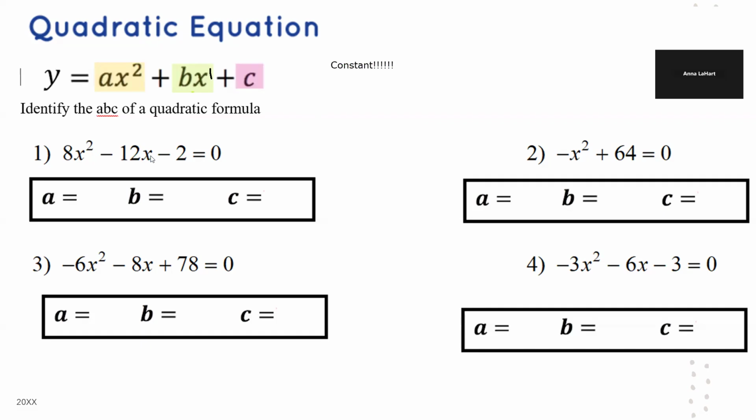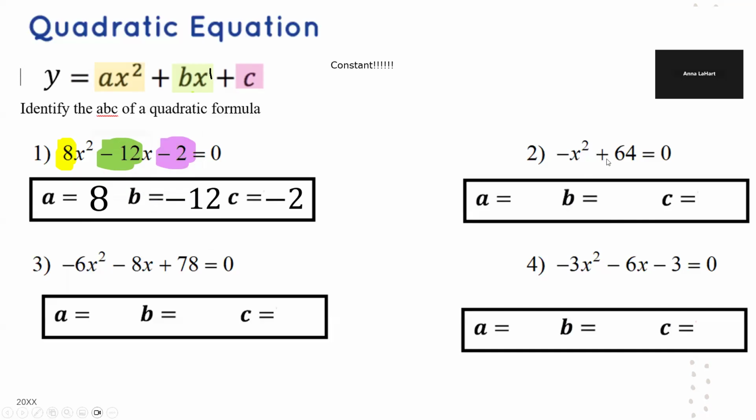squared minus 12x minus 2. That is just straightforward. What number is with the x squared? The 8. What number is with the b? Now, technically, this subtracting 12 does make it a negative number, so make sure you're aware of that. And then c, the constant, the number at the end of it, is just -2. Easy peasy. The only way that this gets more difficult is if, let's look at number 2.